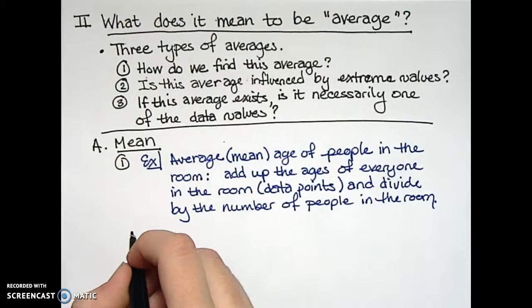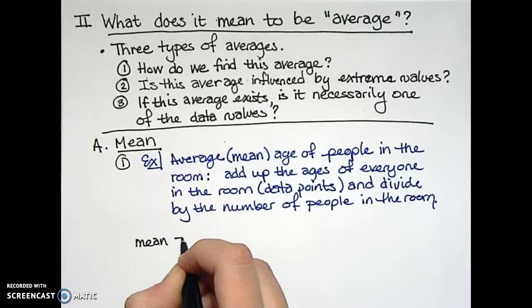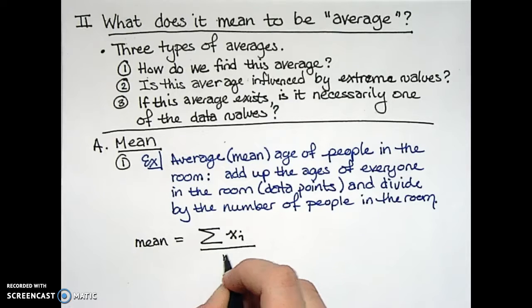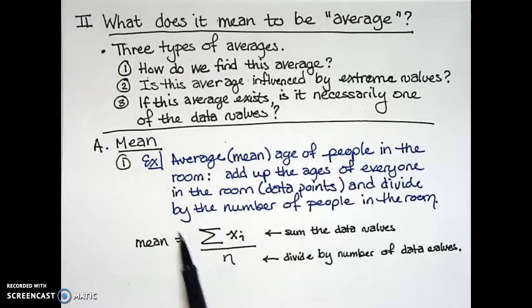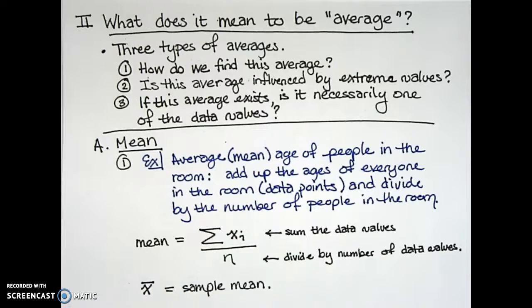In general, then, this leads to the following formula. If I wanted to calculate the average or the mean, I sum up all of the data points and divide by the number of data points. Because we talk about the mean so much, we actually have a symbol to represent the mean. When we're dealing with a sample mean, we use the notation x with a bar over it, or what we'll call x bar. This represents the sample mean. When we're dealing with a population, we'll use the Greek letter mu to represent the population mean.